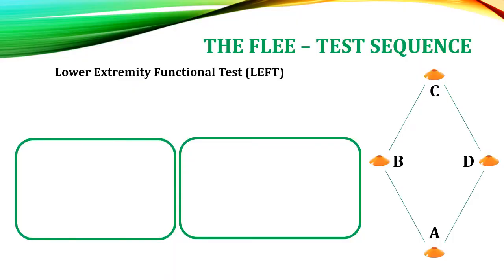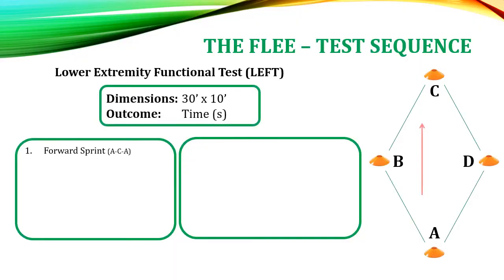The final component of the FLE is the lower extremity functional test, also known as the LEFT test. The dimensions are 30 feet by 10 feet. You can see this denoted by the 4 cones, A, B, C, and D to the right. There are several sequences that occur within the LEFT test, which is approximately a 2-minute test. You can see each of the steps shown by the animations.